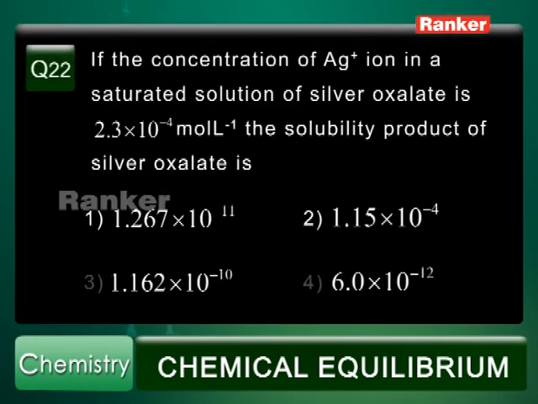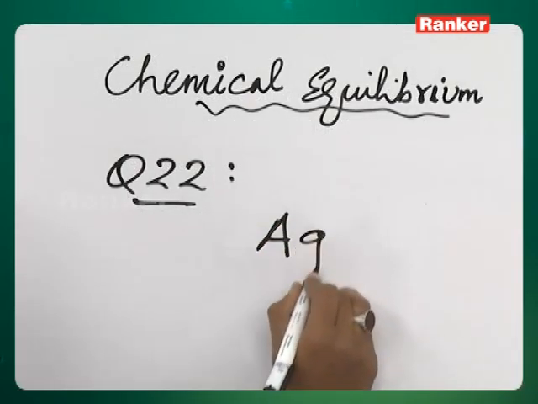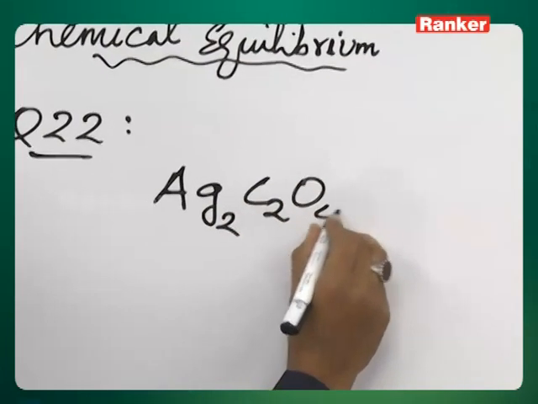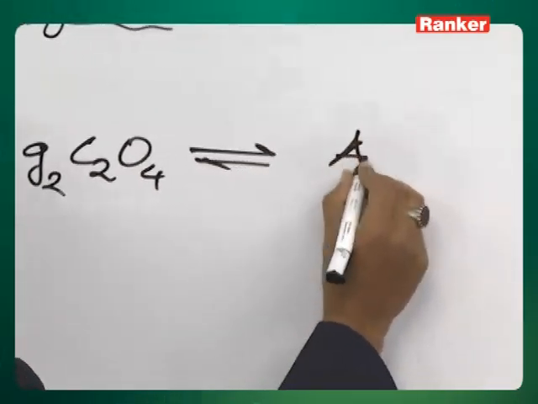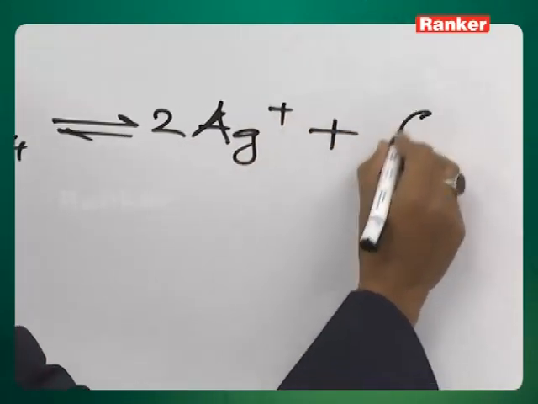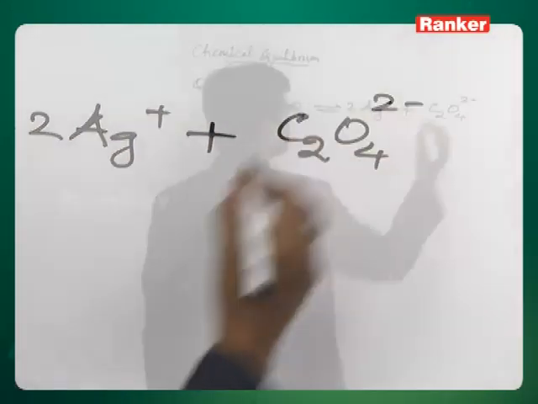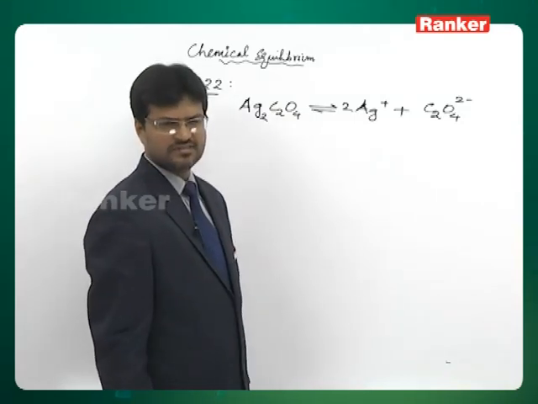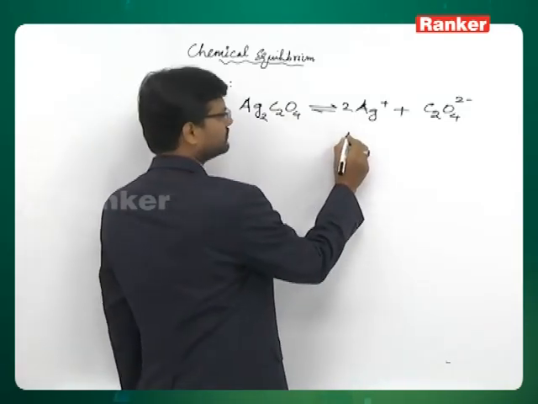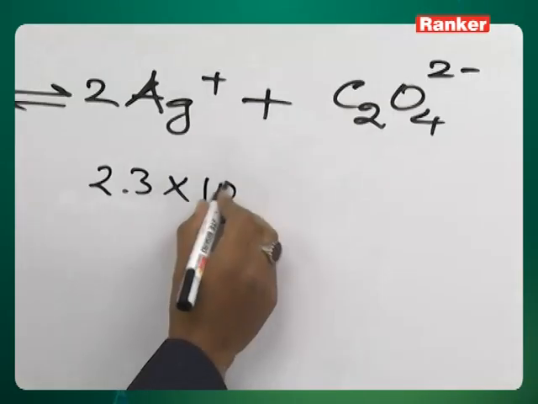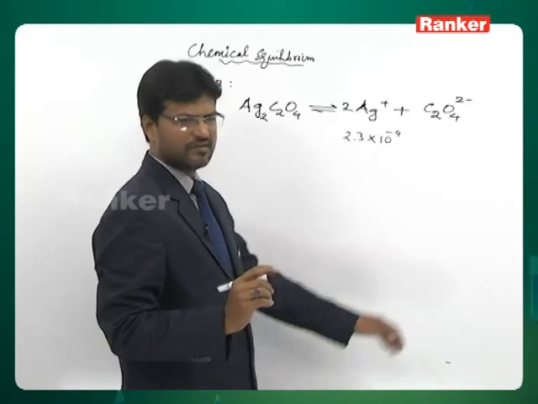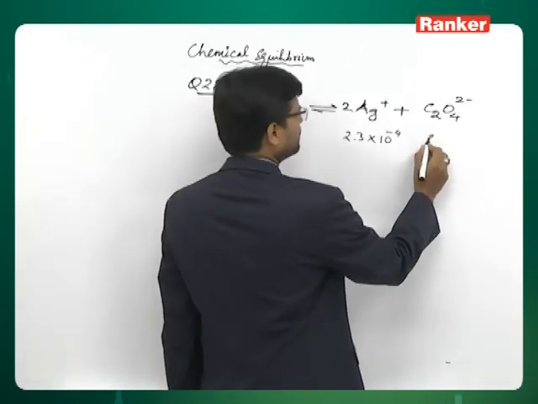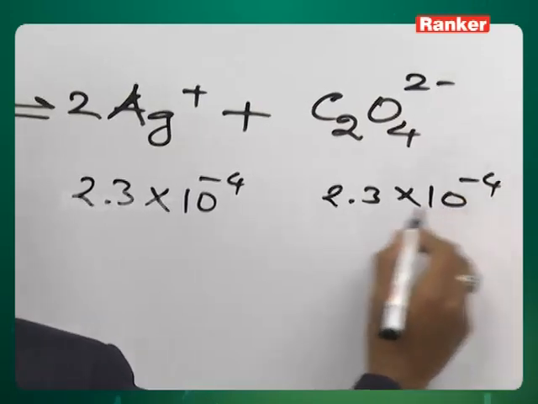Question number 22. If the concentration of Ag+ in a saturated solution of silver oxalate is 2.3 into 10 raised to minus 4 moles per liter, the solubility product of silver oxalate is. Look at the formula, silver oxalate Ag2C2O4. It dissociates to give 2Ag+ and C2O4 2 minus. The concentration of Ag+ is 2.3 into 10 raised to minus 4. The concentration of oxalate will be half of this, so it will be 2.3 into 10 raised to minus 4 divided by 2.